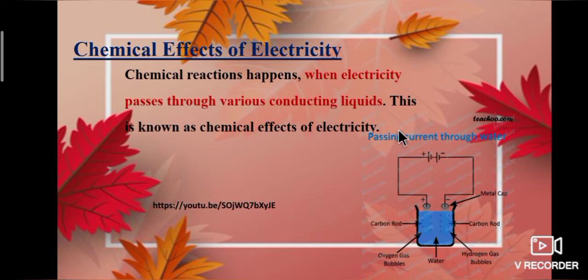For example, if we pass electricity through water, carbon electrodes produce hydrogen and oxygen. This chemical reaction is carried out by passing electric current. Once again I repeat, chemical reactions happen when electricity passes through various conducting liquids. This is known as the chemical effects of electricity.